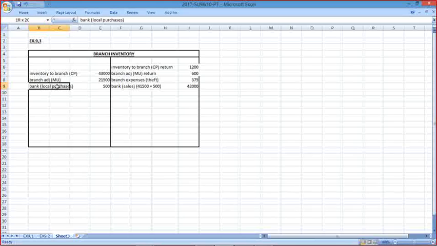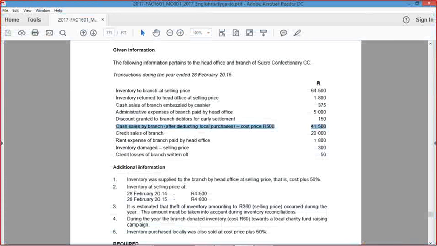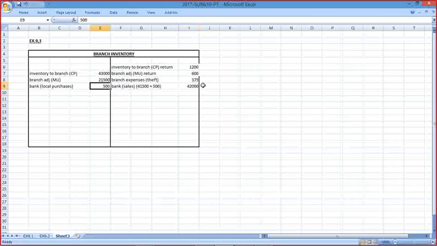It shouldn't make a difference if you show one off the other. If you don't show this and you just show 41,500, it's the same effect. But I don't know if they'll award the same amount of marks for it. They might if you show the working. Next. Must you delete that 500 on the debit side now? No, you need to leave it, because we showed the gross, 42,000 and 500. If I show 0 here, then I'm going to show 41,500 here. Perfect. I'm going to leave it as is.